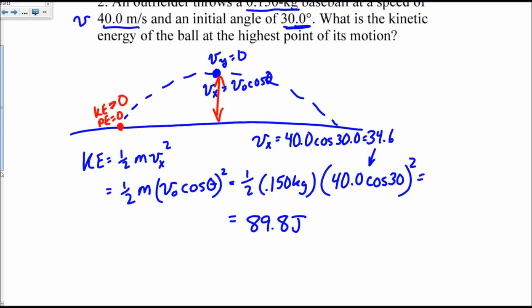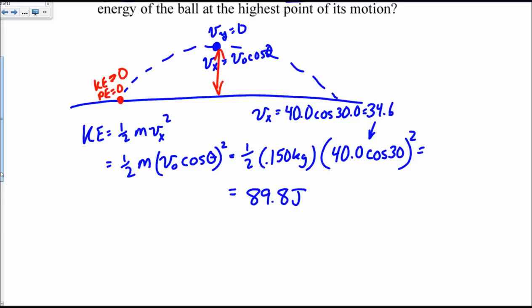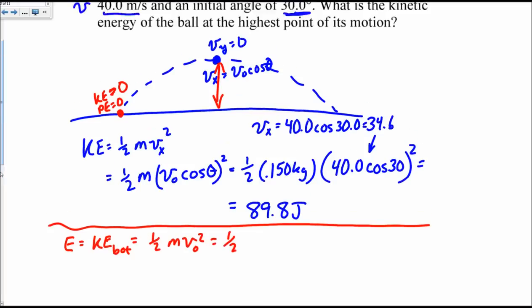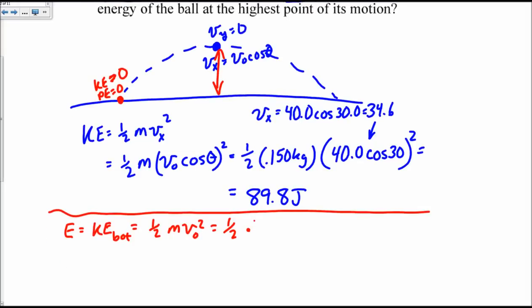And since I know its speed at the bottom, I can determine its total energy. So as I said, this is just an aside, but its total energy, which is equal to the kinetic energy at the bottom, is going to be 1/2 m v naught squared. So that's 1/2, what was the mass? 0.15, times its initial velocity, which was 40 meters per second. That's pretty fast. That's like 100 miles an hour almost. That gives me its total energy at the bottom, which is 120 joules.